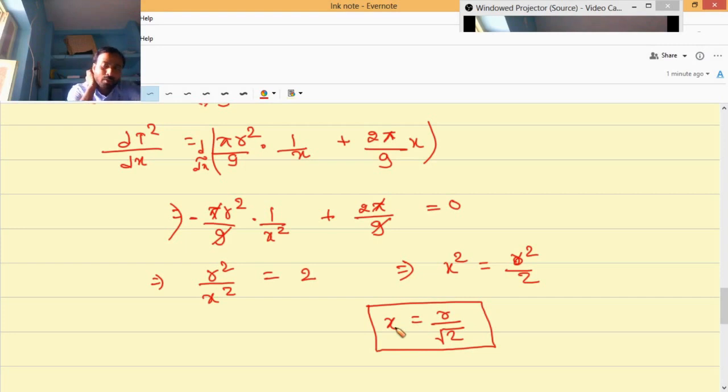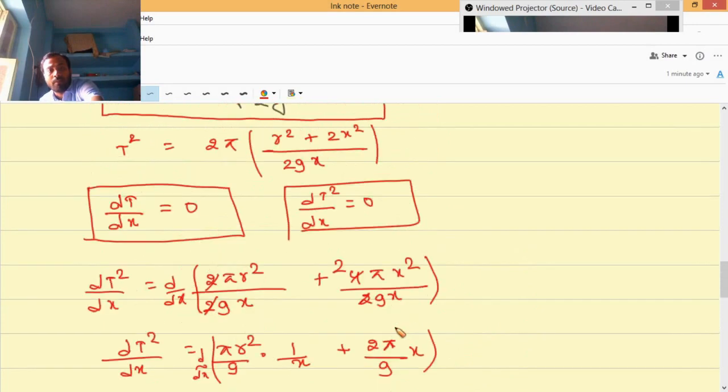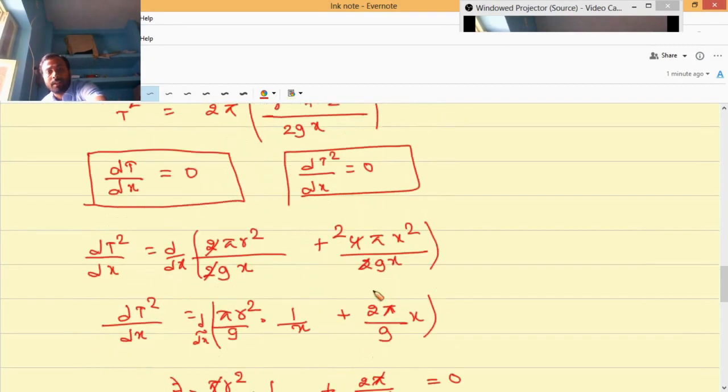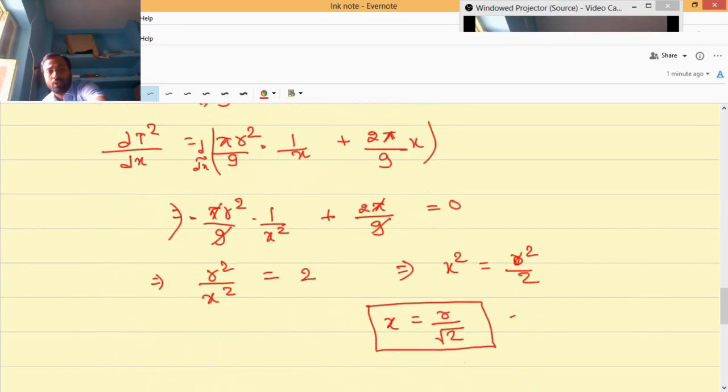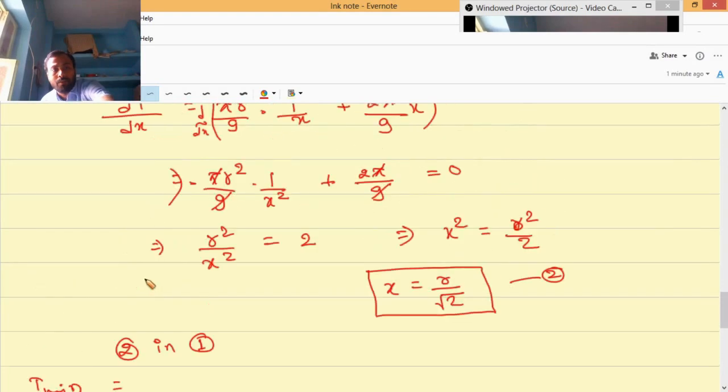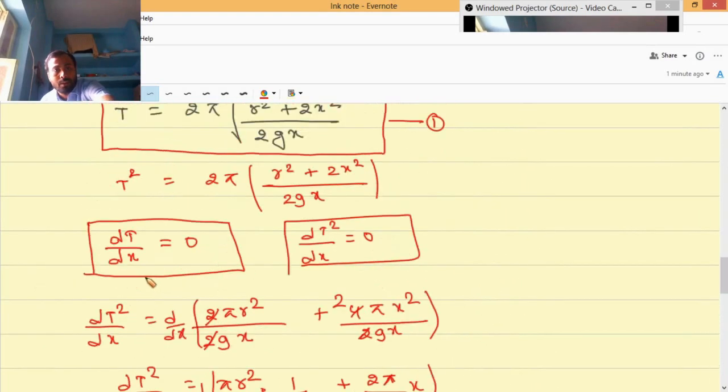We have to go like this only. We have to first solve for part B, and only then can we solve for part A. So now if we put the value of x equal to r by root 2, we can evaluate the minimum time period value. If we consider this equation as 1 and this equation as 2, then after substituting equation 2 in 1, we can evaluate the minimum time period value.